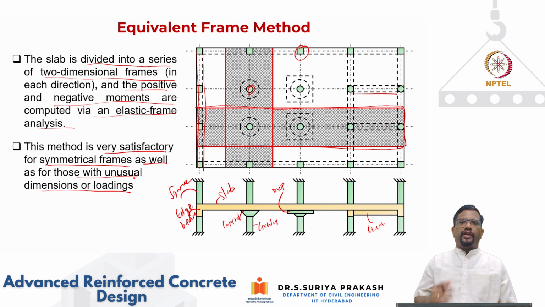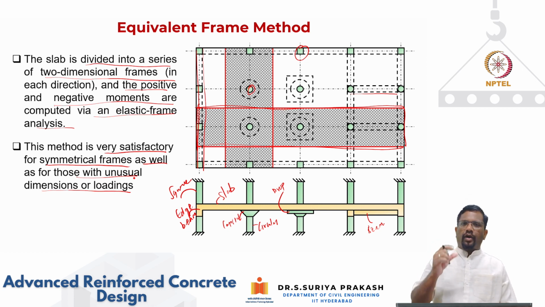If you remember, we had different limitations of direct design method. Successive span lengths cannot differ by more than one third, the live load to dead load ratio cannot exceed 3, and column offsets should be within a certain limit. All these limitations were there in direct design method. These limitations can be overcome using equivalent frame method.